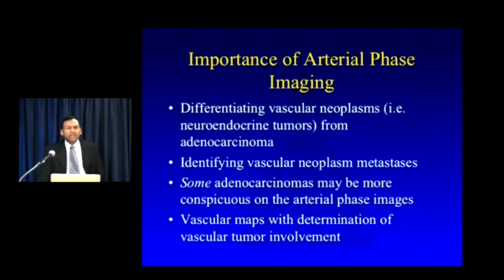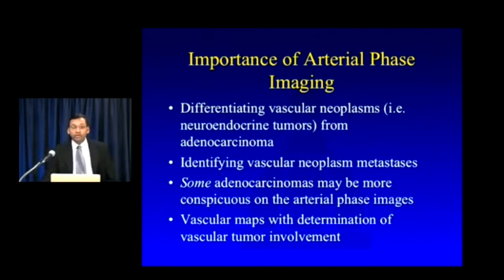Now, why exactly do you need 2 phases? What's the point? Why not just do a single venous phase like we do for a lot of other things? And there's a couple of reasons for that. First of all, the arterial phase is critical in terms of differentiating vascular tumors, especially neuroendocrine tumors, from pancreatic adenocarcinoma, which tends to be hypodense and most conspicuous on the venous phase.